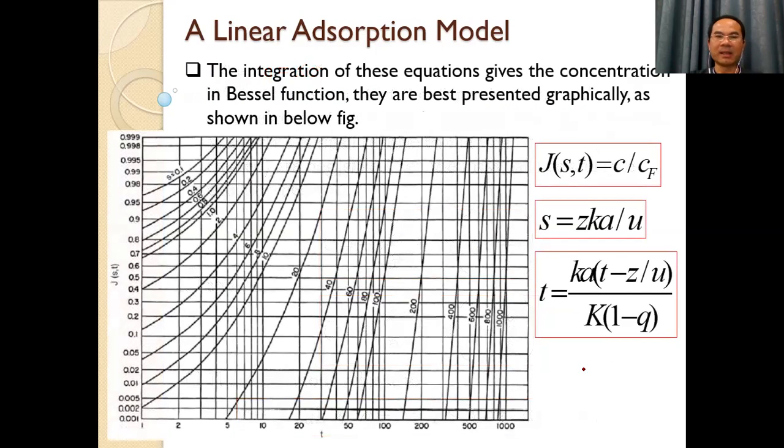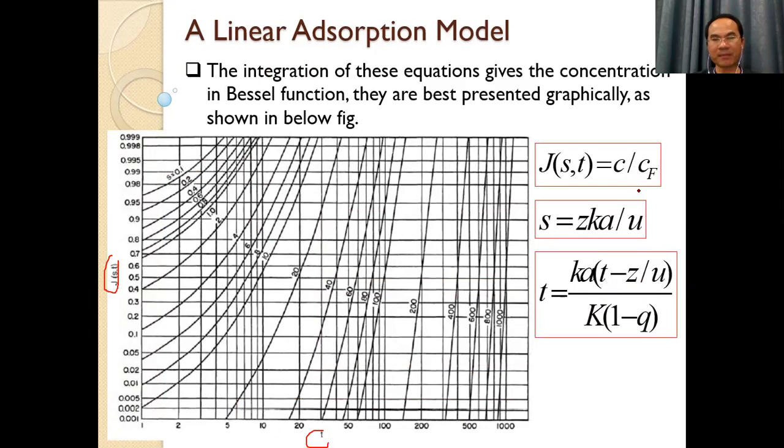After you solve it analytically, the solution is presented in terms of this graph. This graph shows the relationship between J and T. J is the ratio of C over C feed, the effluent concentration divided by the feed concentration. T is KAT minus Z over U K1 minus T. It also varies with S, for example S equal to 0.1, where S equals Z KA over U.